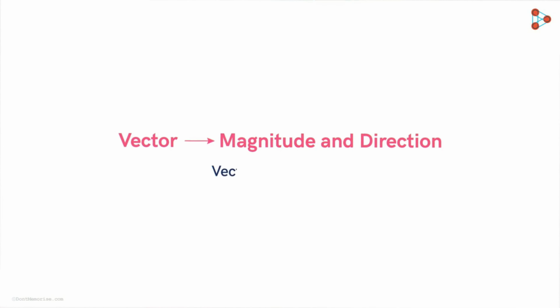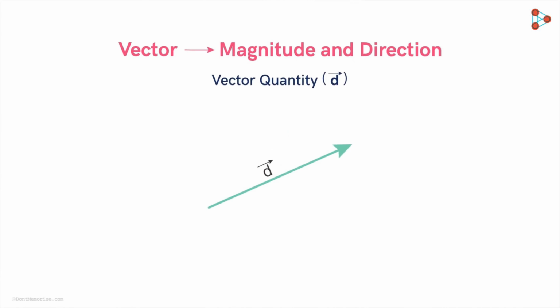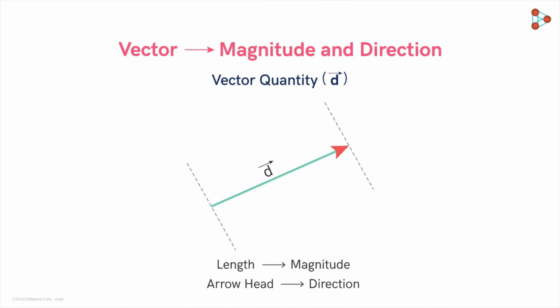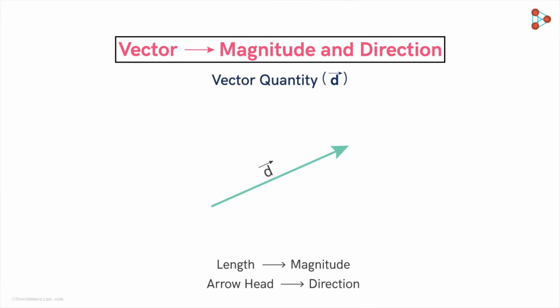Thus, we see that if we have a vector quantity, we can represent it by a directed line segment. That is, an arrow like this. Its length represents the magnitude of the vector and the arrowhead its direction. So in this video, we saw what vectors are and how to represent them.